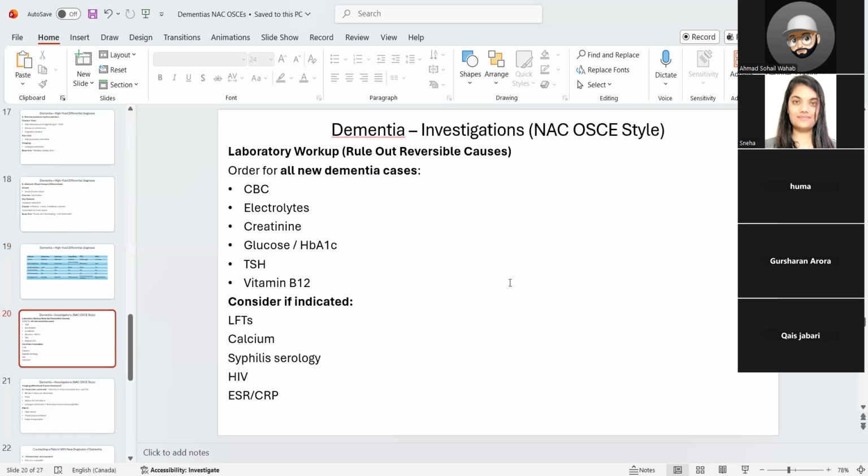Now, investigations that we do for someone who is presenting to us with dementia. For all dementia cases, order CBC, electrolytes, creatinine, glucose, A1C, TSH, vitamin B12. Now, the other tests we consider if we think they need it: LFTs, calcium, syphilis, HIV, ESR, CRP. We can consider it if there are any risk factors or if we think they may need it.